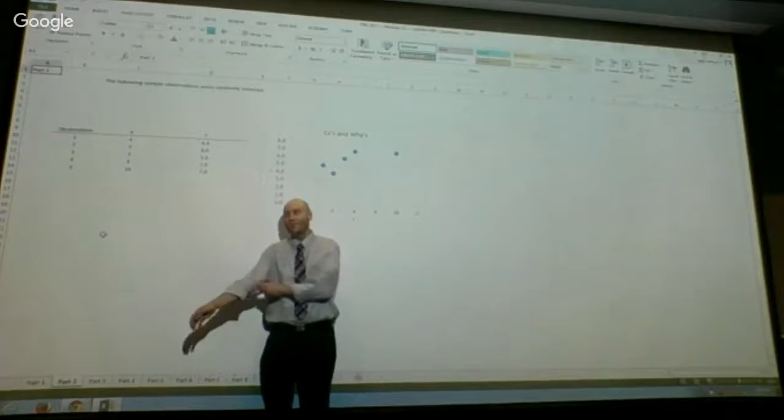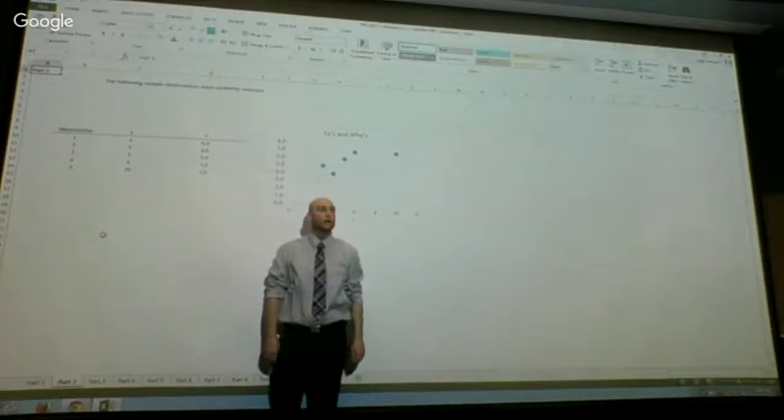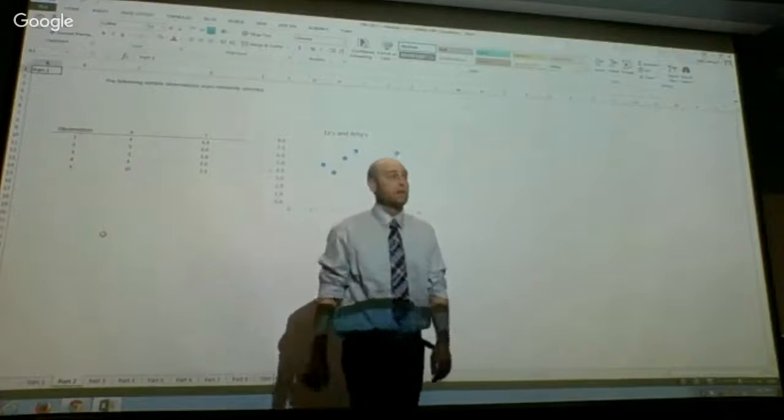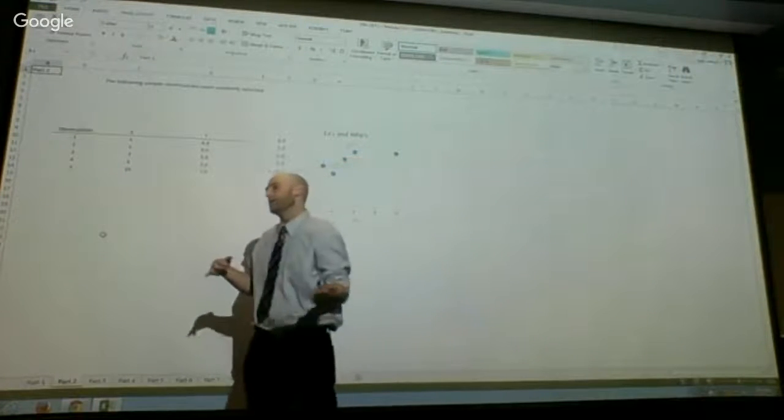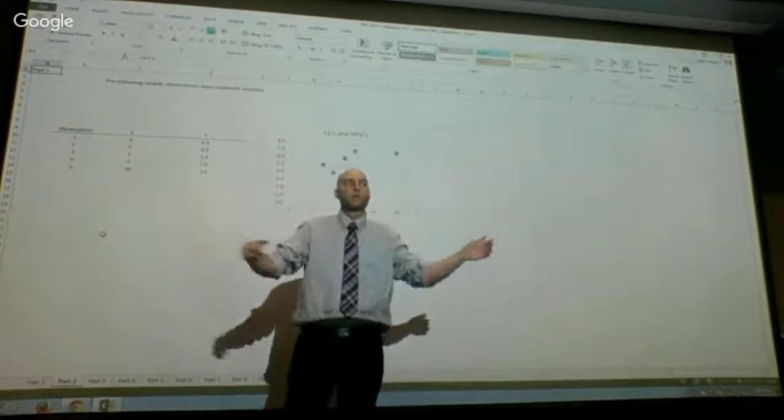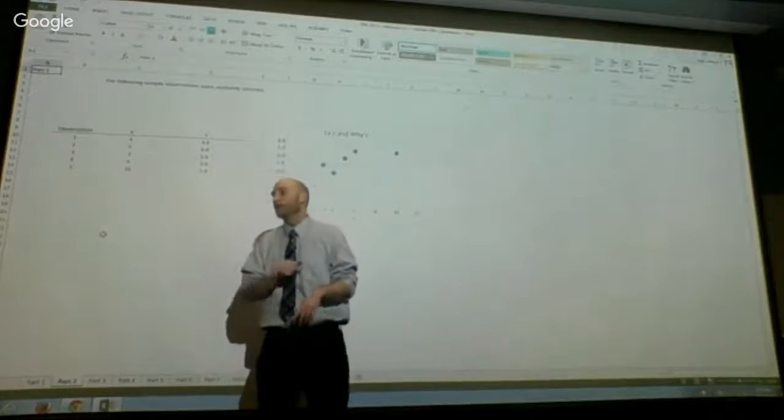I know that we've done it in class a couple of times, but this should be something you can get snappy with. There's really only 3 functions you need to use: the correlation function, the average function, and the standard deviation .s function.